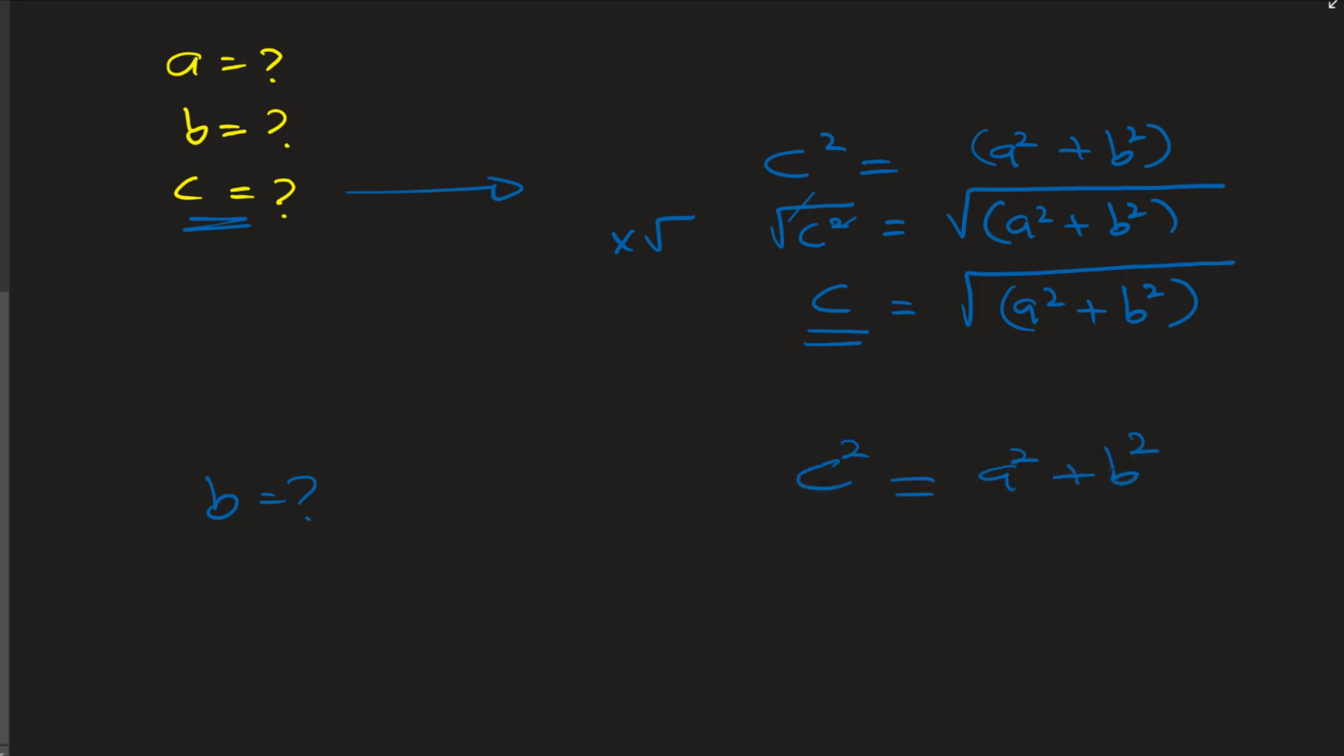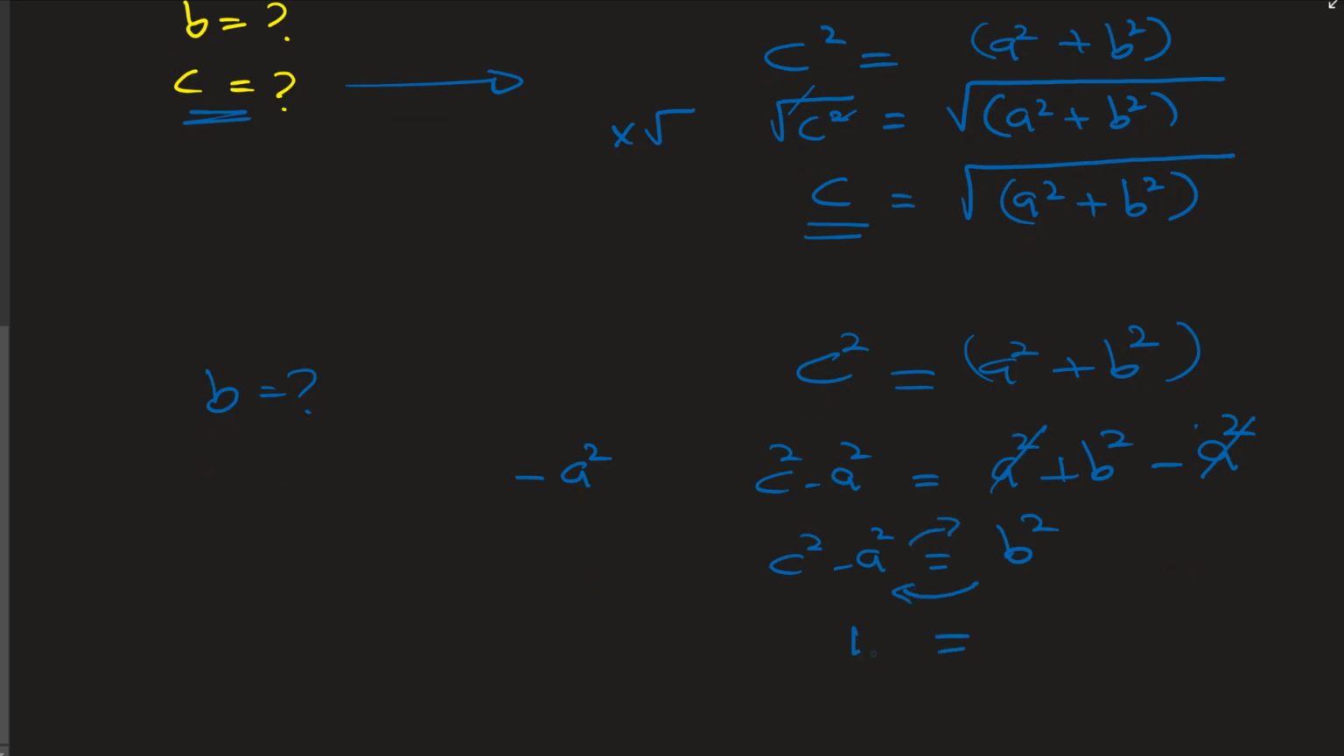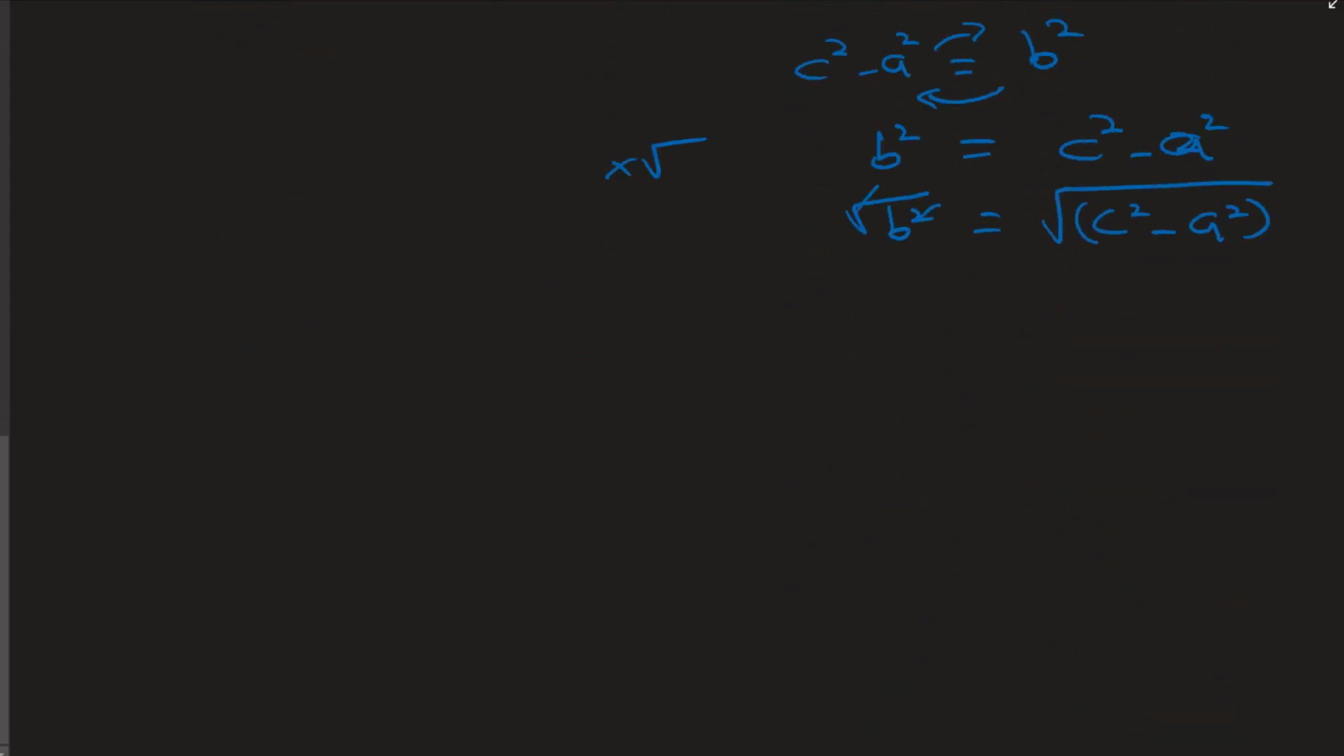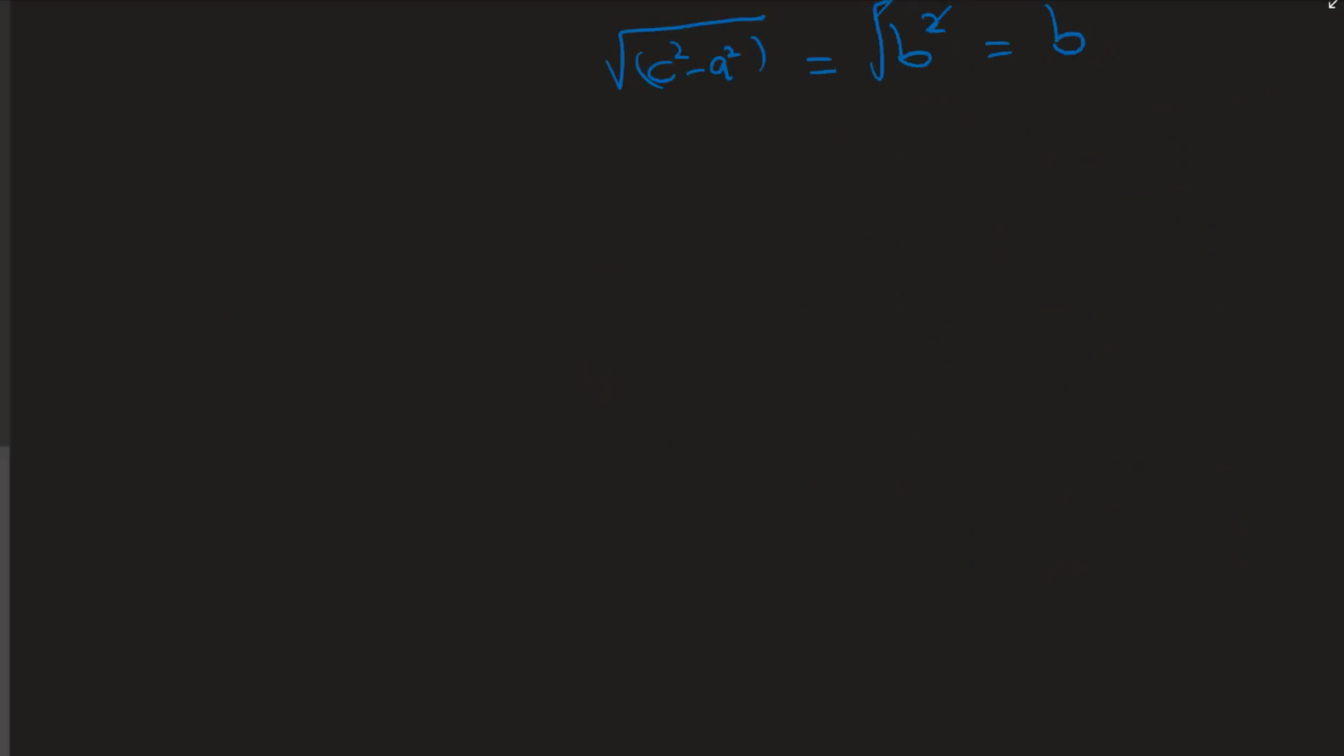Let's say you're looking for b, then you still can use c squared is equal to a squared plus b squared, and subtract a squared from each side, cancel a squared with a squared, and swap the b squared to the front. So you get c squared minus a squared, and take the root of both sides. So you get b. So slow down and see what it is. That's the idea you want to know.